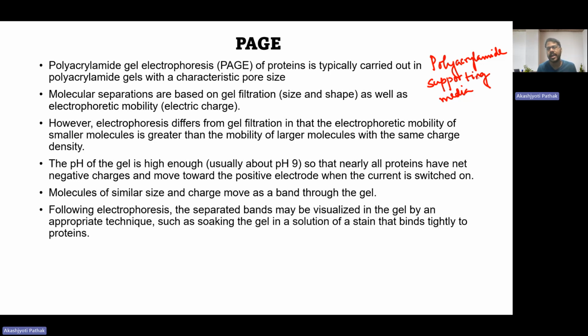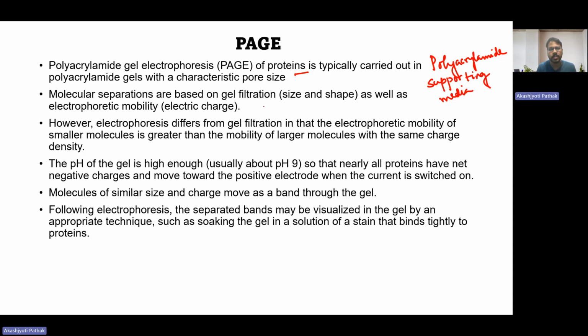So basically, polyacrylamide is what? It is a polymer of the acrylamide monomer. Okay, so polyacrylamide gel electrophoresis is usually done for proteins. And the polyacrylamide gel that you prepare has a particular pore size. Depending on the pore size, that will determine the resolution of separating the samples.